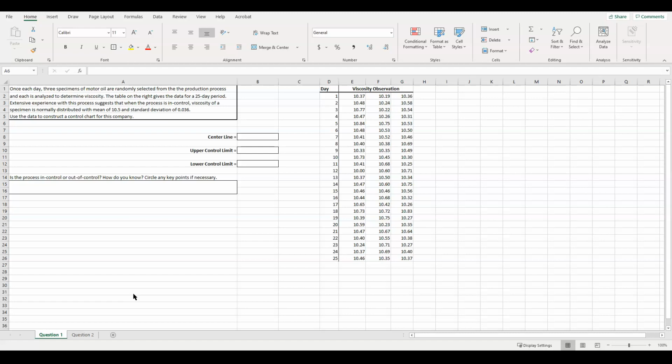And then for question 2, you'll do it yourself, but it's basically repeating what we did in question 1, all right? So let's get into it. I'll show you how to make quality control charts in Excel.